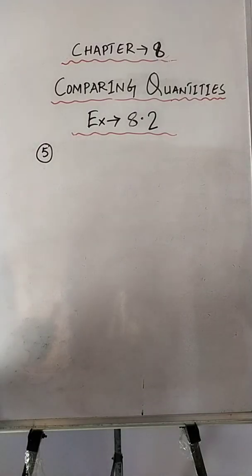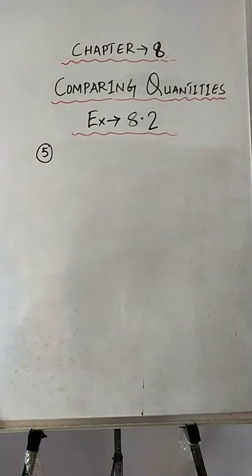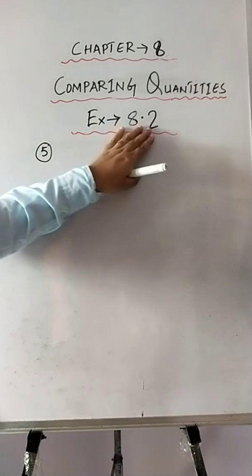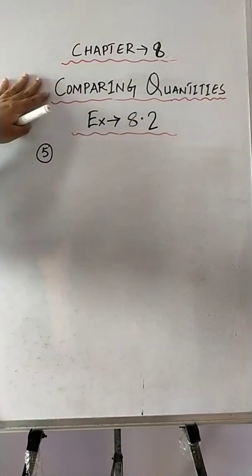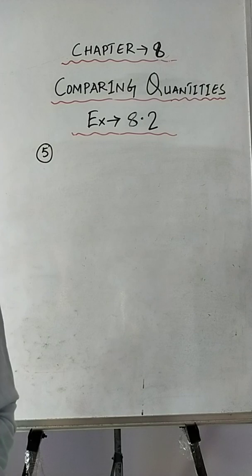Now in this session I will explain question number 5 and 6 of exercise 8.2, chapter Comparing Quantities. Now this question number 5 and 6 is very important, students. Okay, so let me read out for all of you.